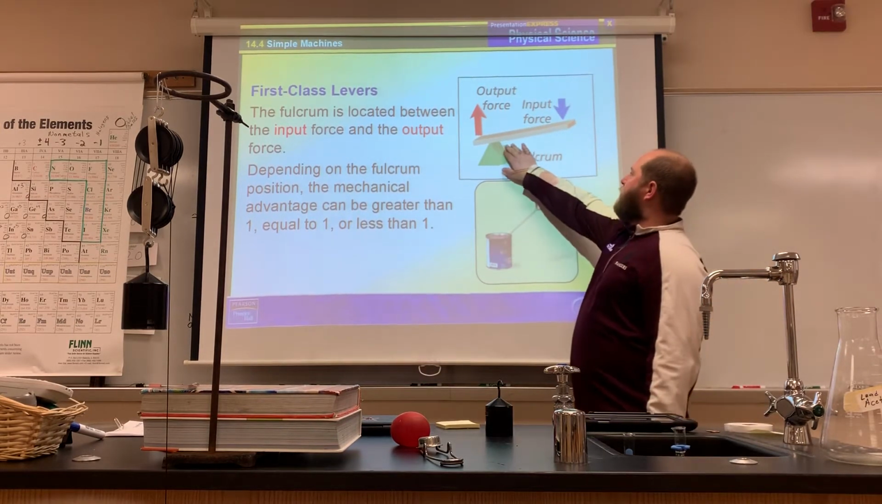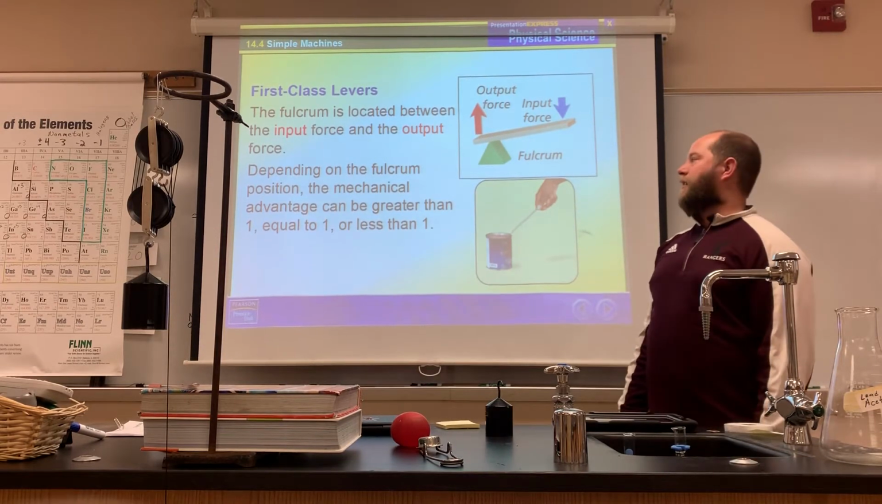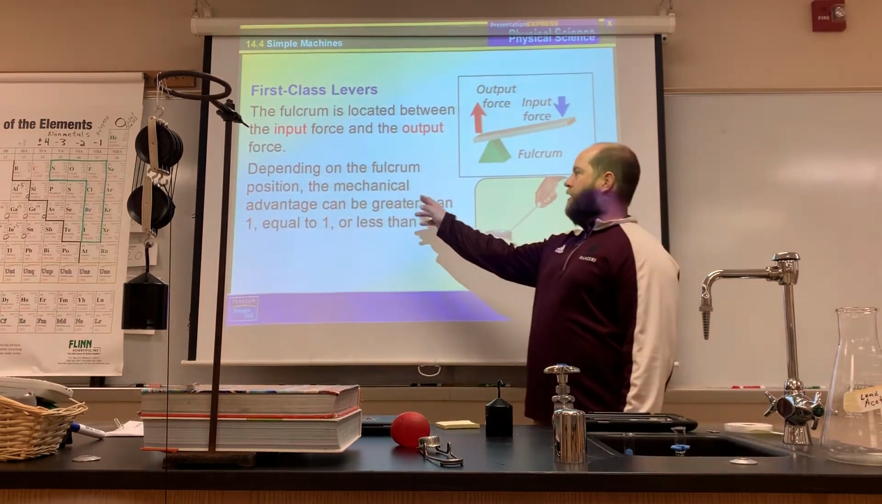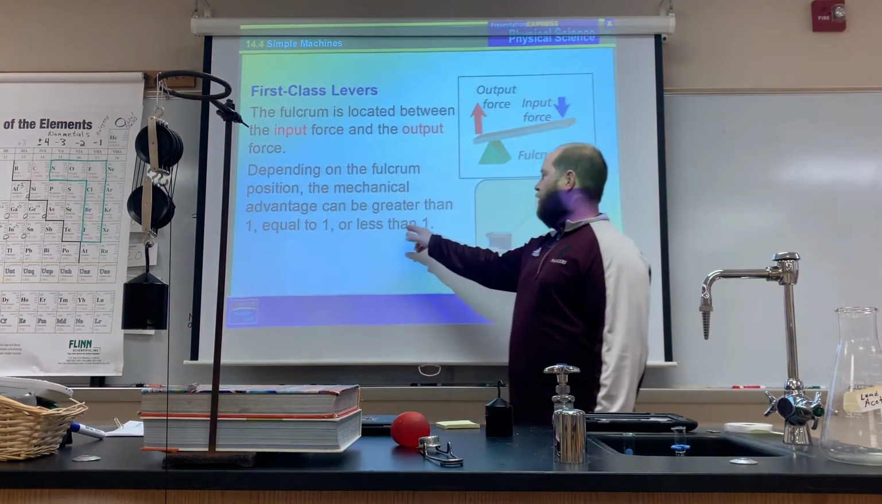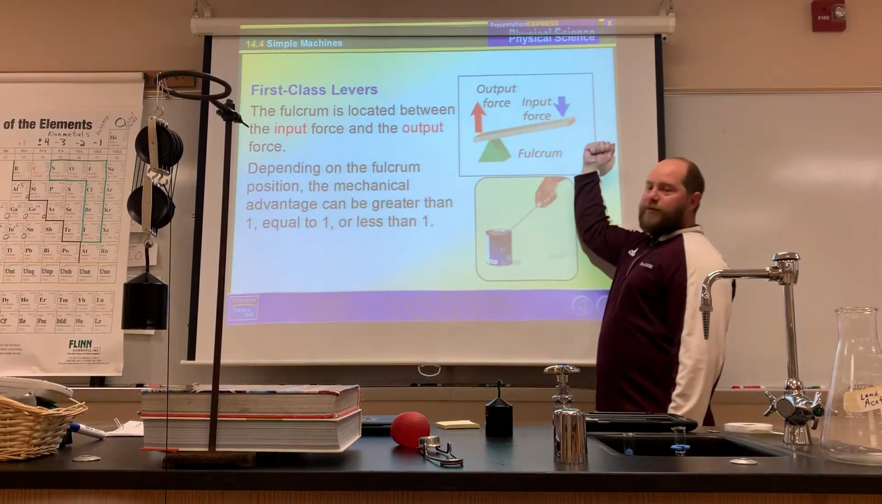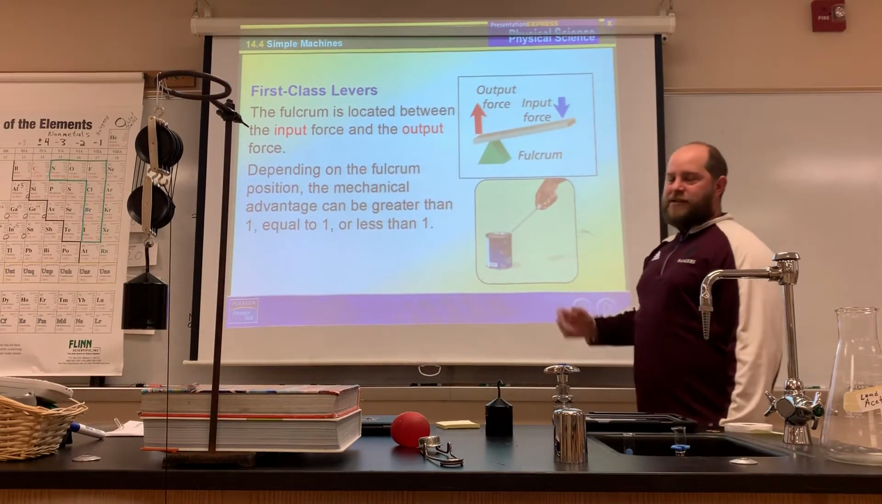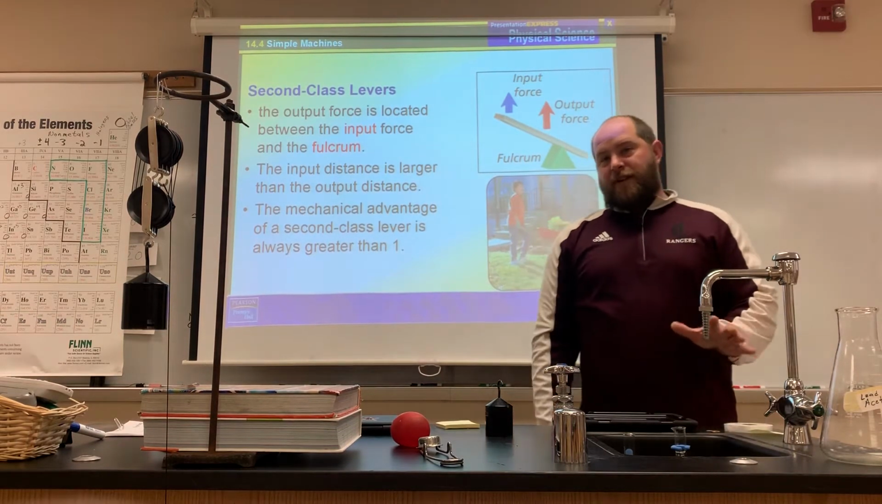Now, the closer the fulcrum goes to the output force, the more of a mechanical advantage you're going to get. The closer it is here, the less of a mechanical advantage you're going to get. And like it says right here, the mechanical advantage can be greater than 1, equal to 1, or even less than 1. Especially if the fulcrum was way over here and you had to try to pry on it, you're not going to get much of a mechanical advantage. So that is a first class lever.